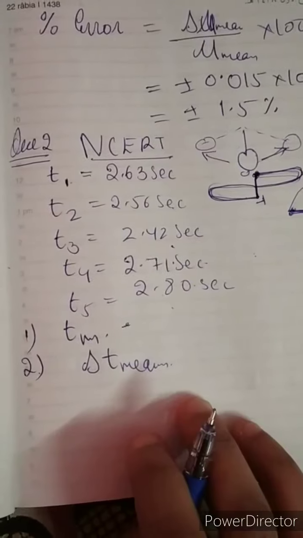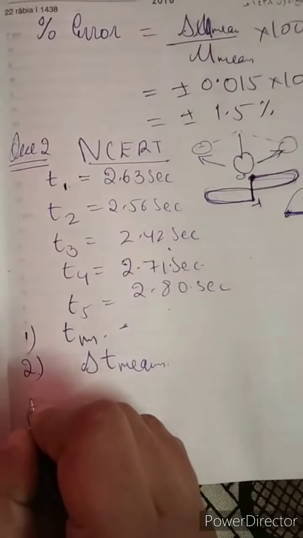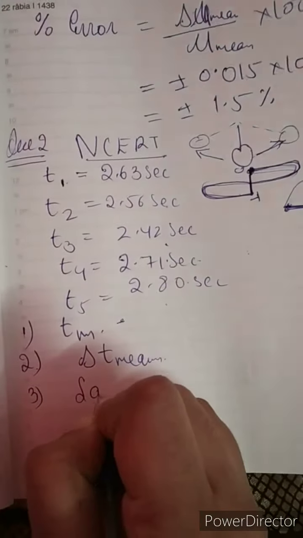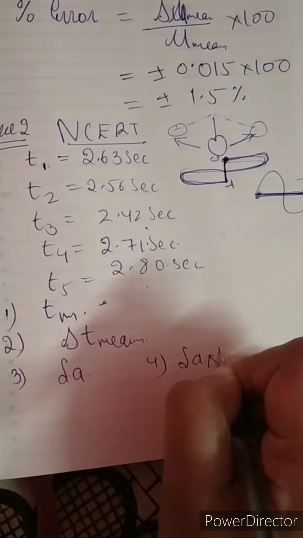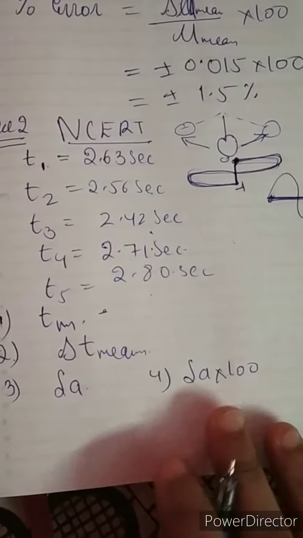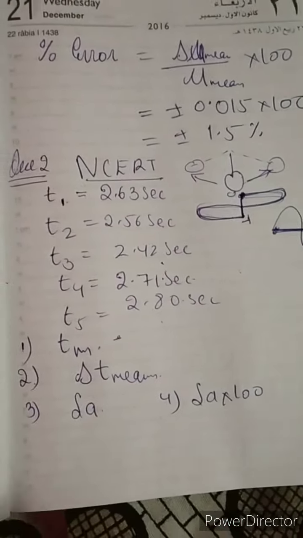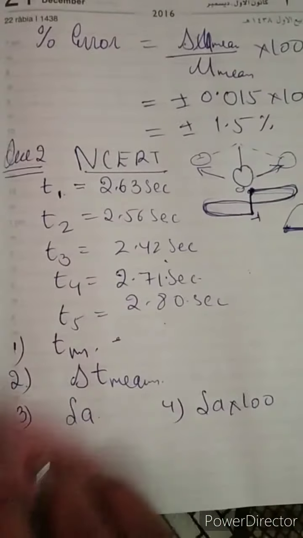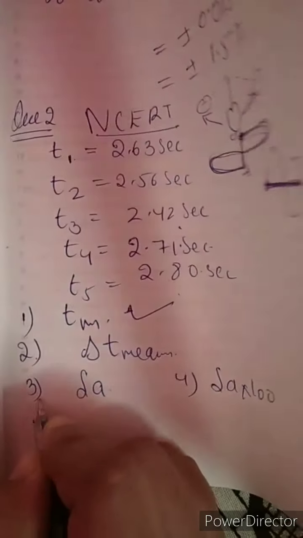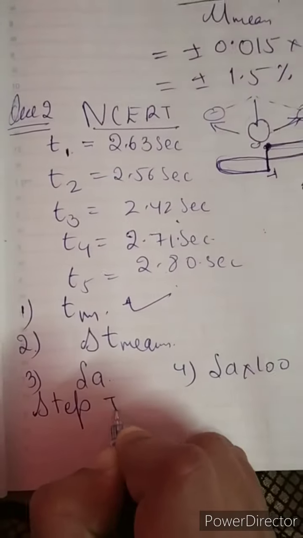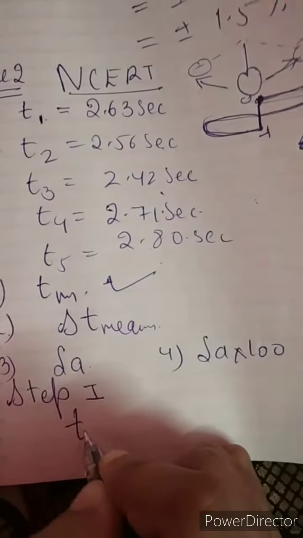After finding the mean of the absolute error, what do we do? Third, we find the relative error, and fourth, we multiply it by 100 to get the percentage error. So these are our 4 steps to find the error. Let's go with the first step. Step 1 is to find the T mean. Since it is a time period, we simply write T mean.